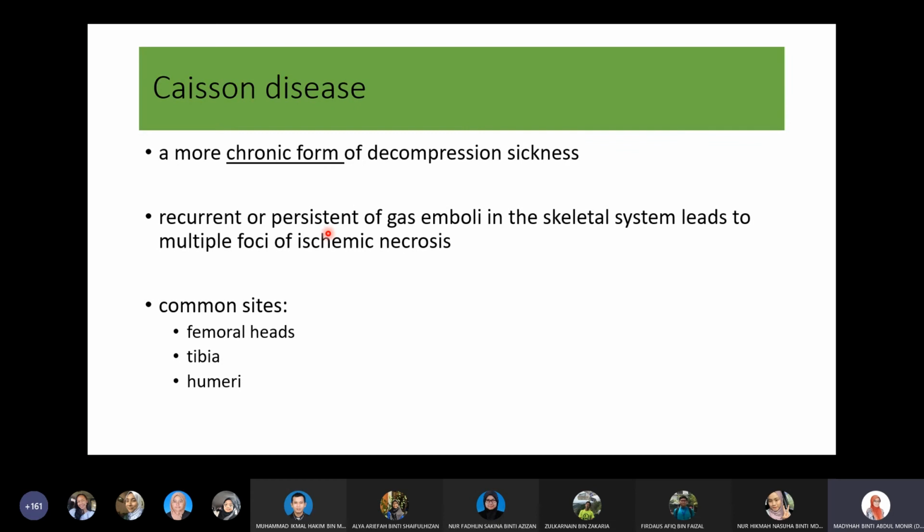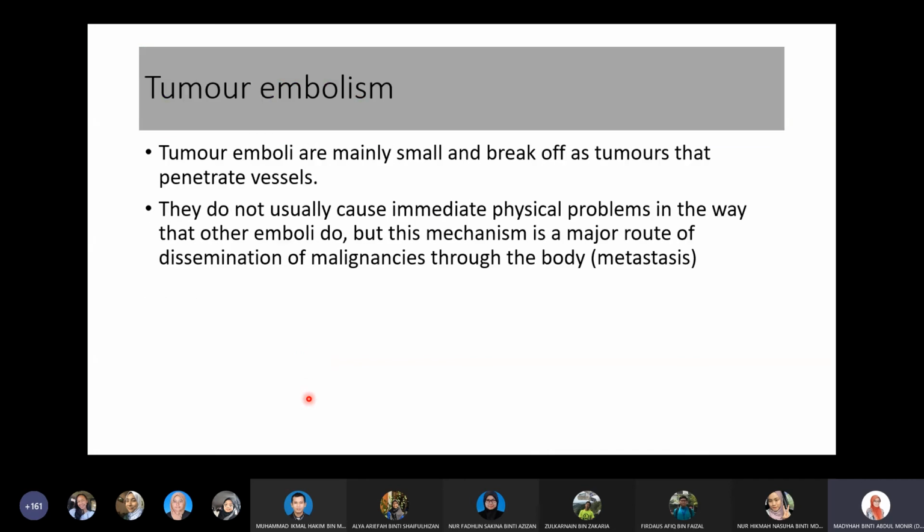When it's chronic, we call it Caisson disease. This happens when there is recurrent or persistent gas emboli in the skeletal system. And this will lead to multiple foci of ischemic necrosis, and this usually occurs in the femoral head, tibia, and also the humerus. These are the common locations.